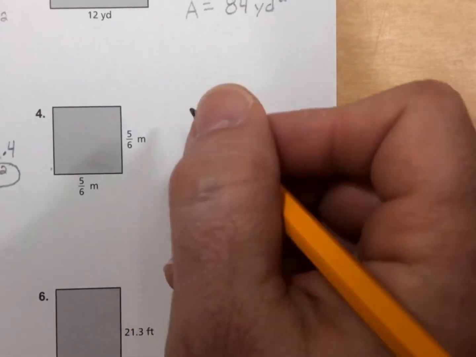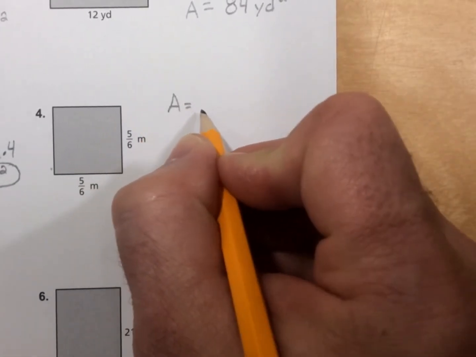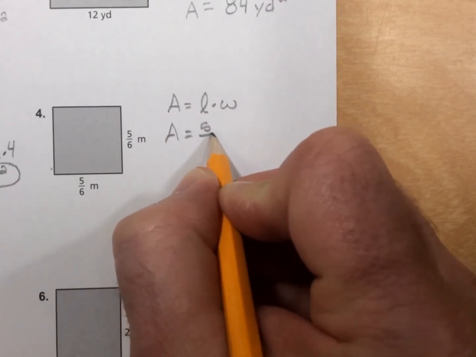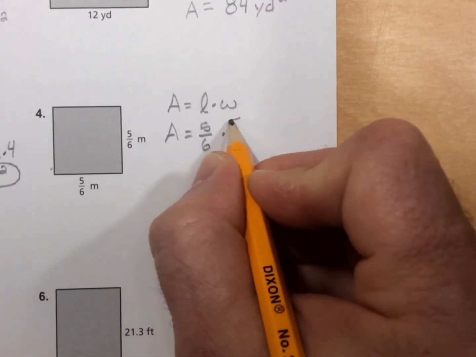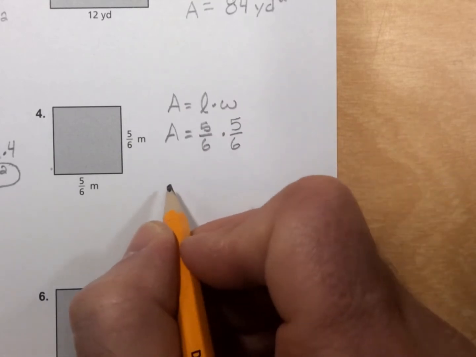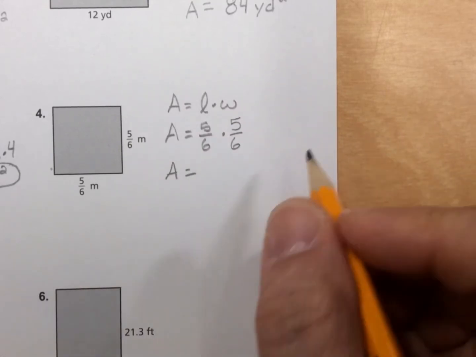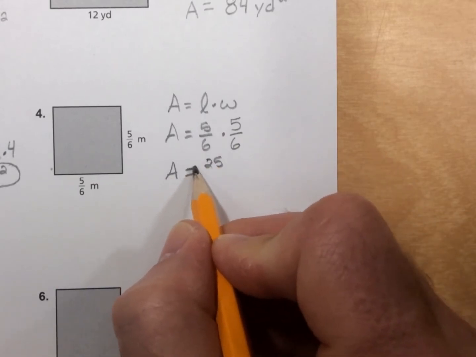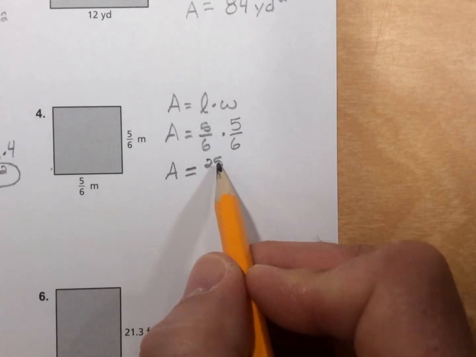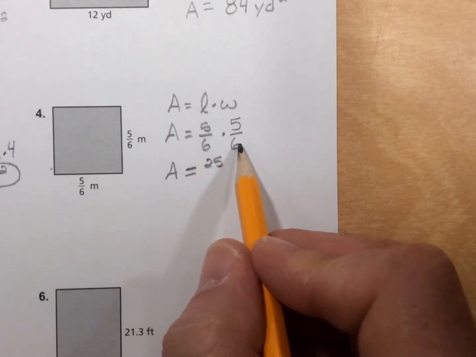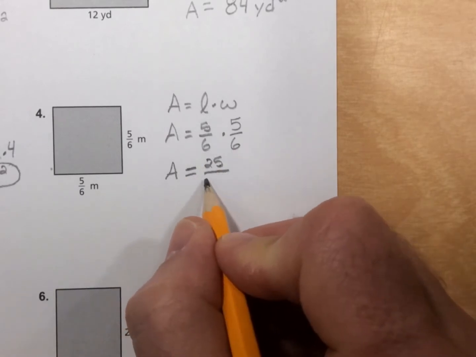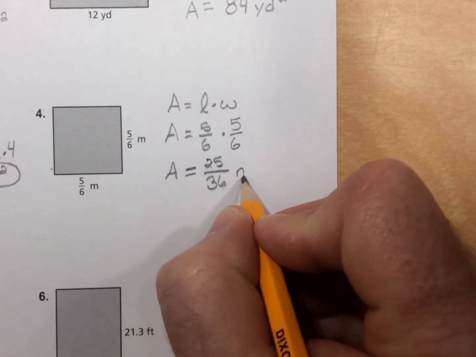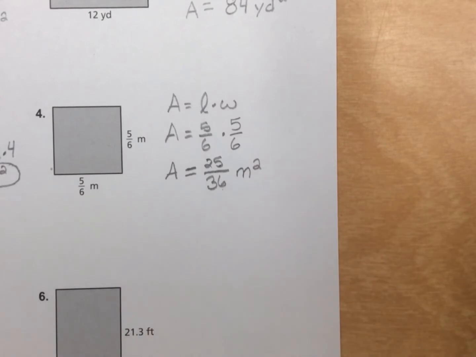Number 4, area equals length times width. Area equals 5/6 times 5/6. So my area equals 5 times 5 is 25. Remember, when we multiply fractions, we multiply across the top to get our numerator. We multiply across the bottom to get our denominator. So 6 times 6 is 36. 25 36ths meters squared.